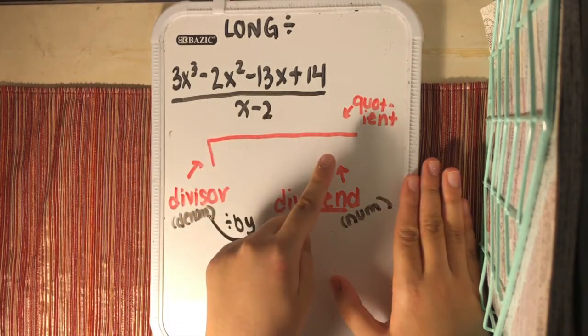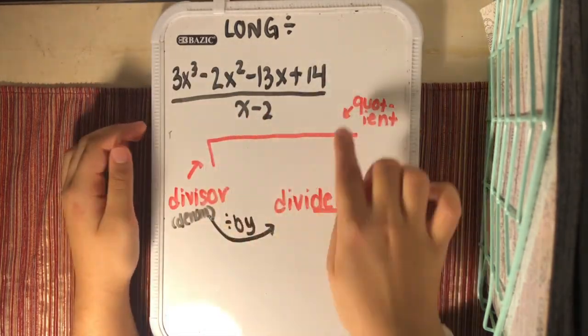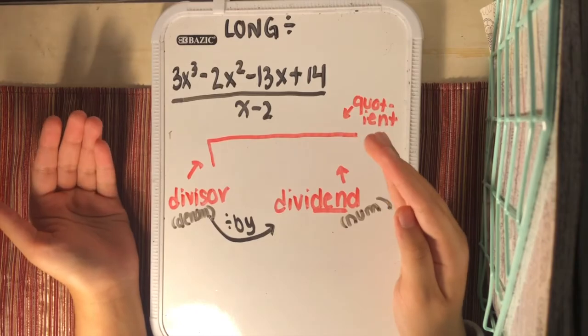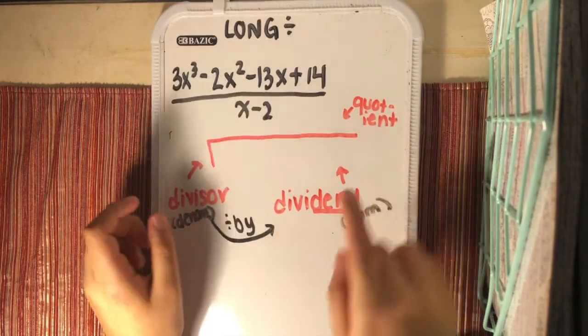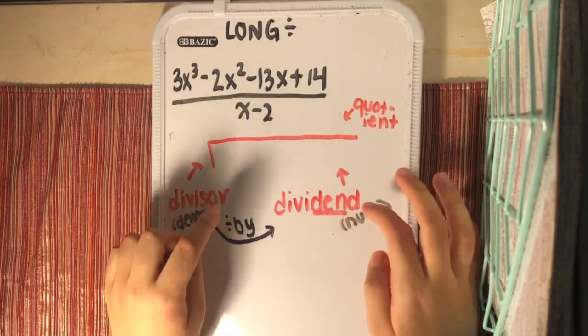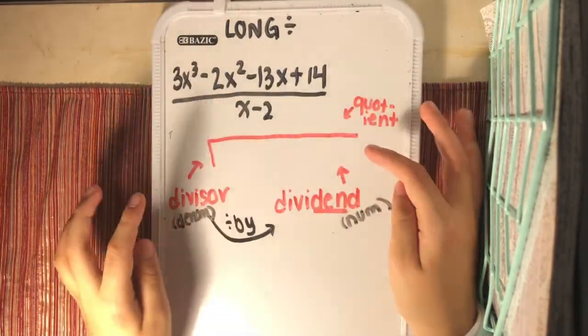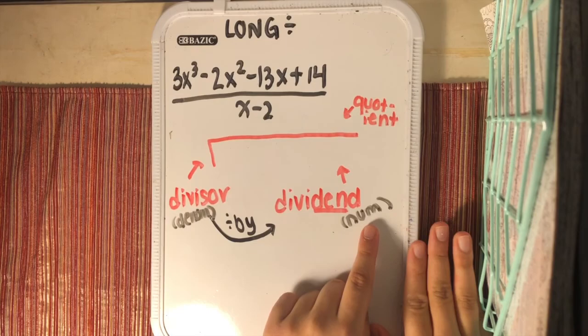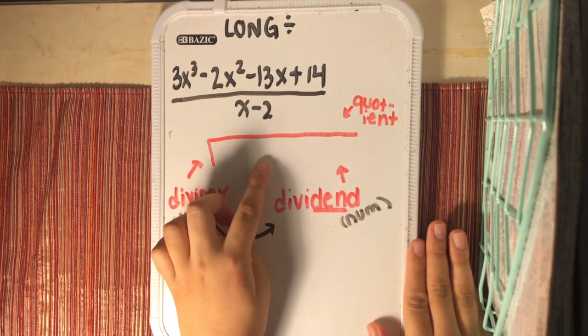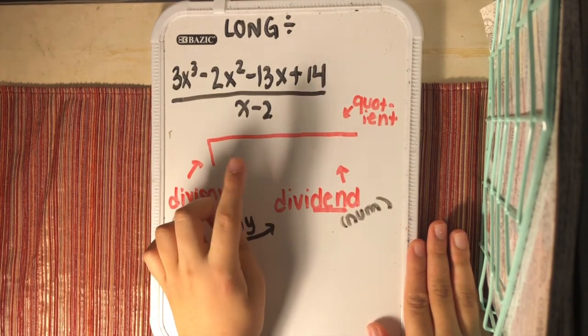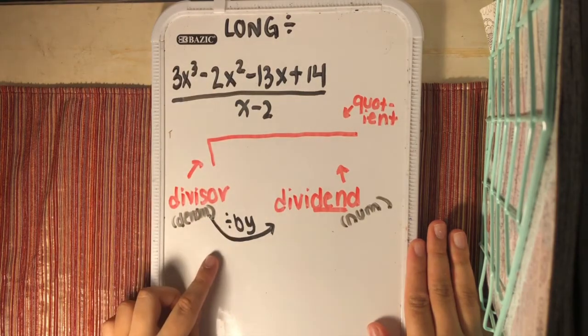So we have a long division sign. Up here we're going to get a quotient, which means the answer. Inside the den, right, the dividend. Inside goes the big number, the dividend. That's the numerator in this case. That's the number that's going to be divided by another number.